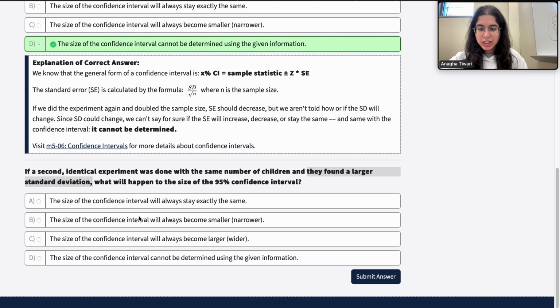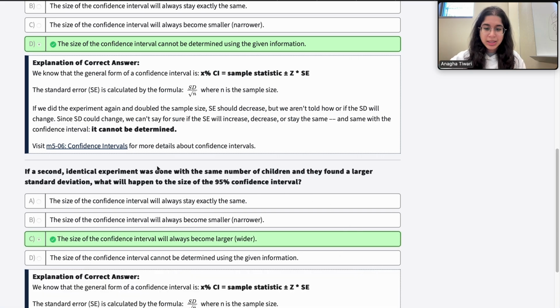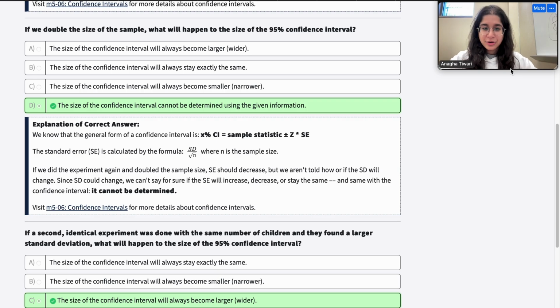So we can see here that the size of the confidence interval will always become larger given that our standard deviation has increased, but we have the same sample size. If we didn't have any information about the sample size, then we couldn't really assume anything about the size of the confidence interval. But here, since n remains the same, but the standard deviation of our sample increased, we can make this conclusion.